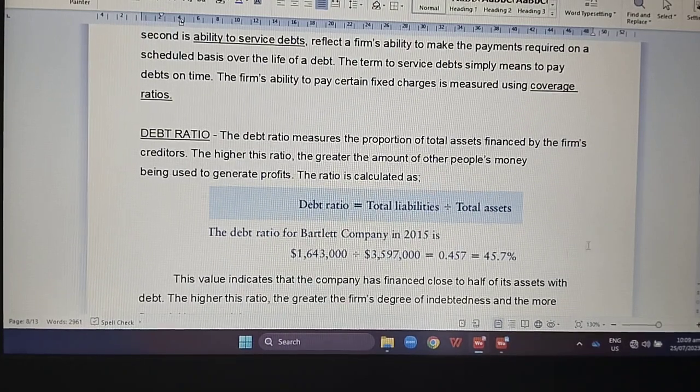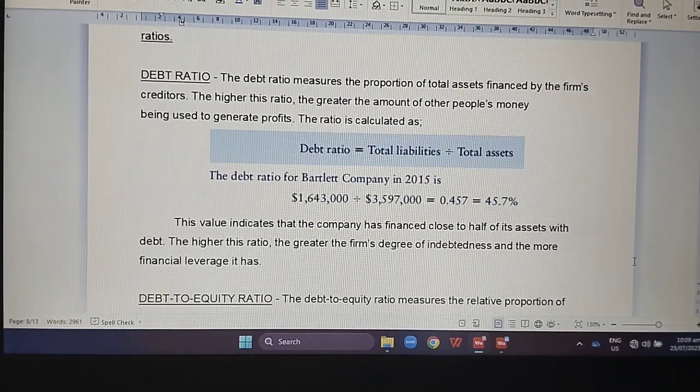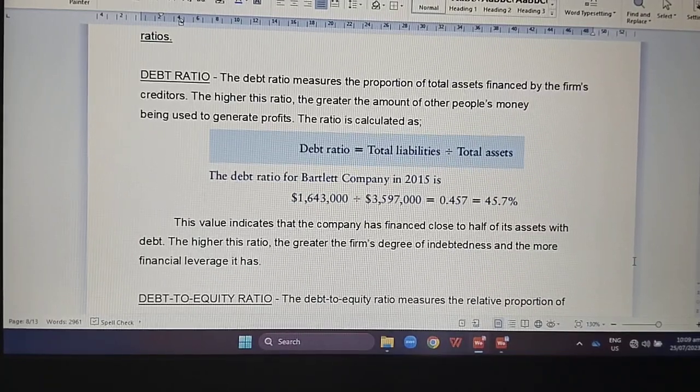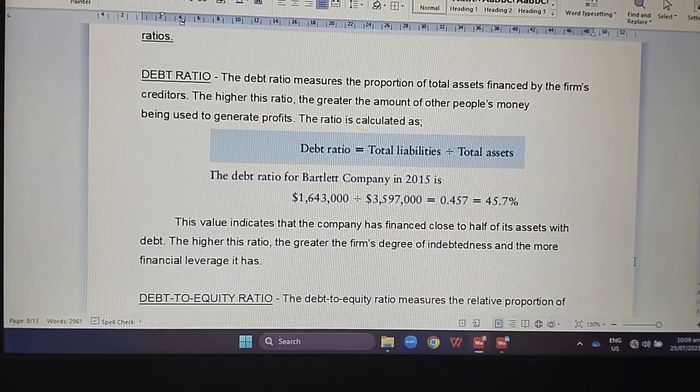So, medyo malaki yan. So, alam nyo na, sabi, mas mataas to, mas risky. Kasi ibig sabihin, 45.7% ng ating investment o assets ay galing sa ibang tao. Galing sa preferred stock nila, no? O kumbaga, in short, ay galing sa pinautang sa atin. Okay?